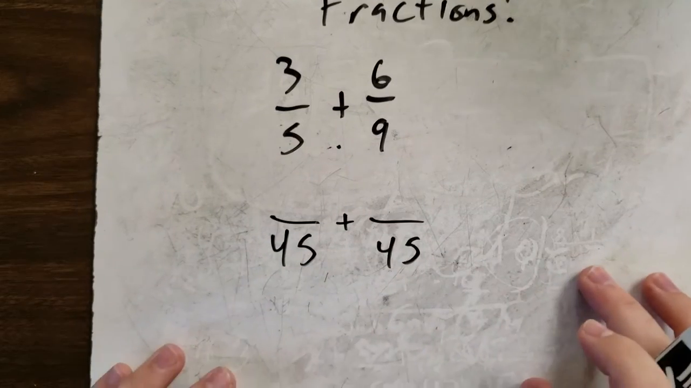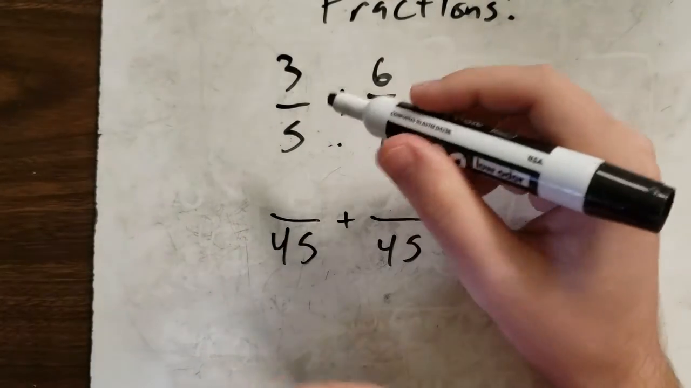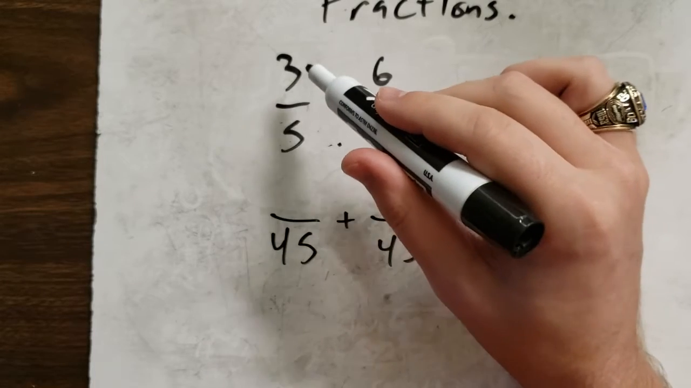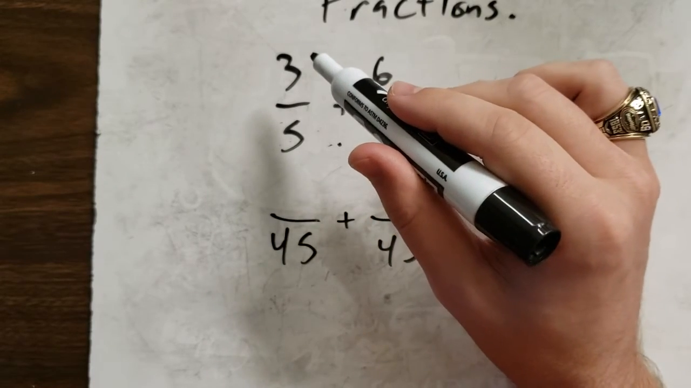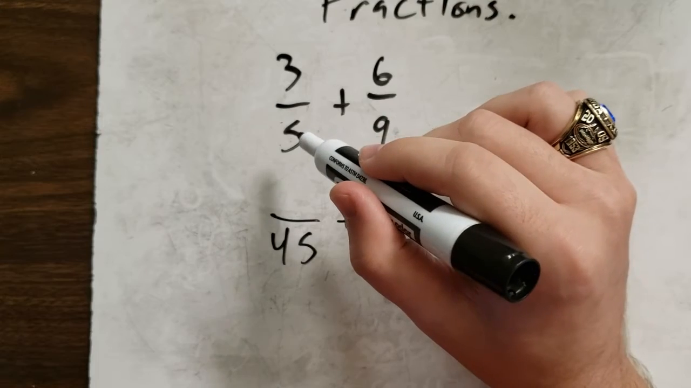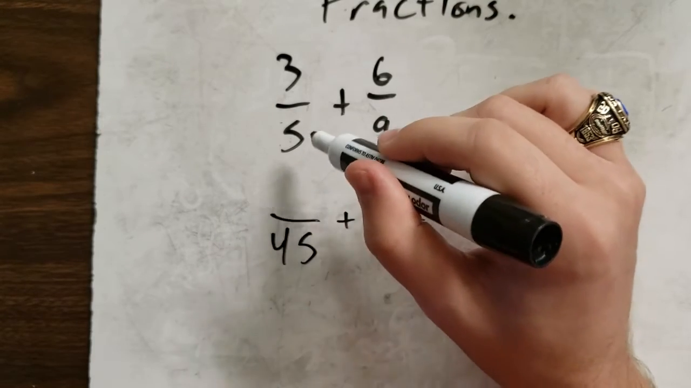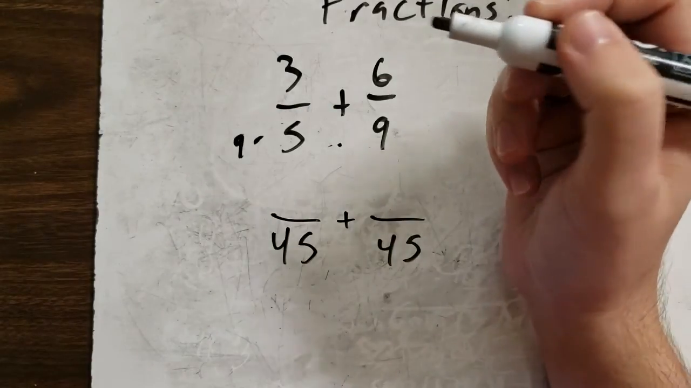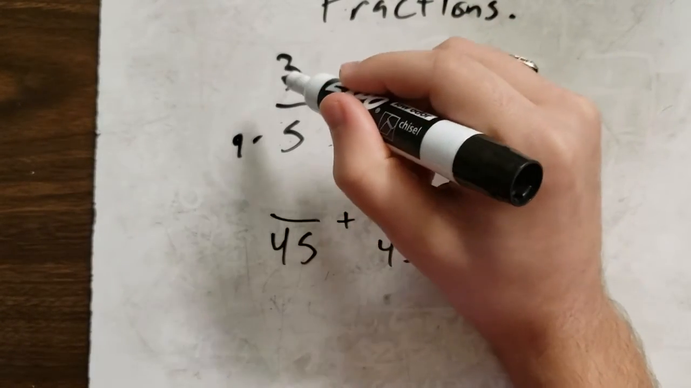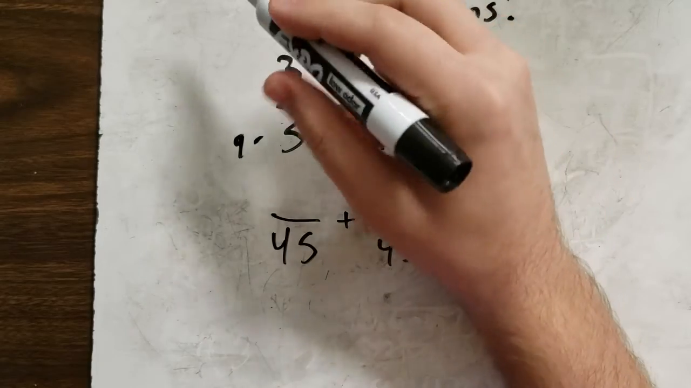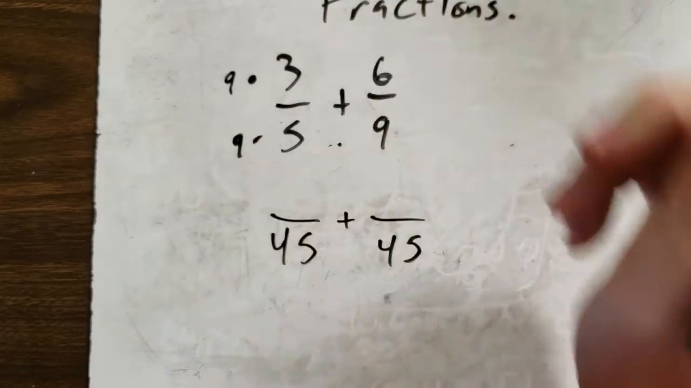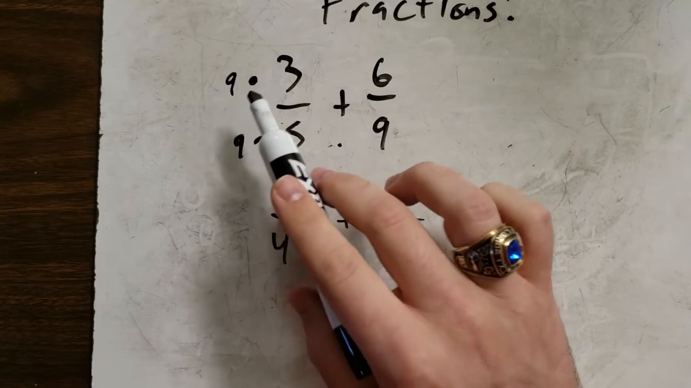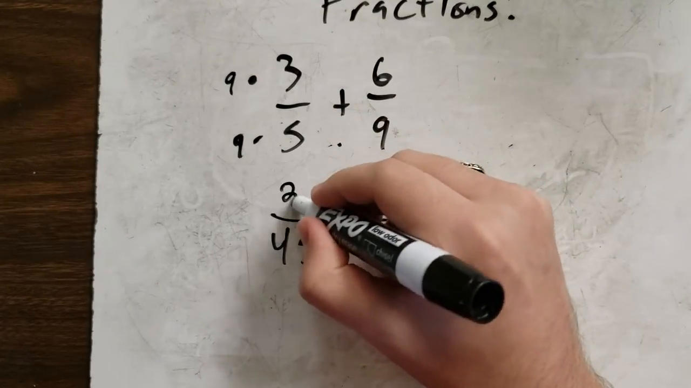Okay? Now, whatever I multiply the bottom by to get 45 down here, I have to multiply the numerator by the same number. So on this side, I have 5. In order to get 45, I multiplied by 9. So I multiplied by 9 here. Whatever I do here, I must do to the top. So the top also gets multiplied by 9. And 9 times 3 equals 27.